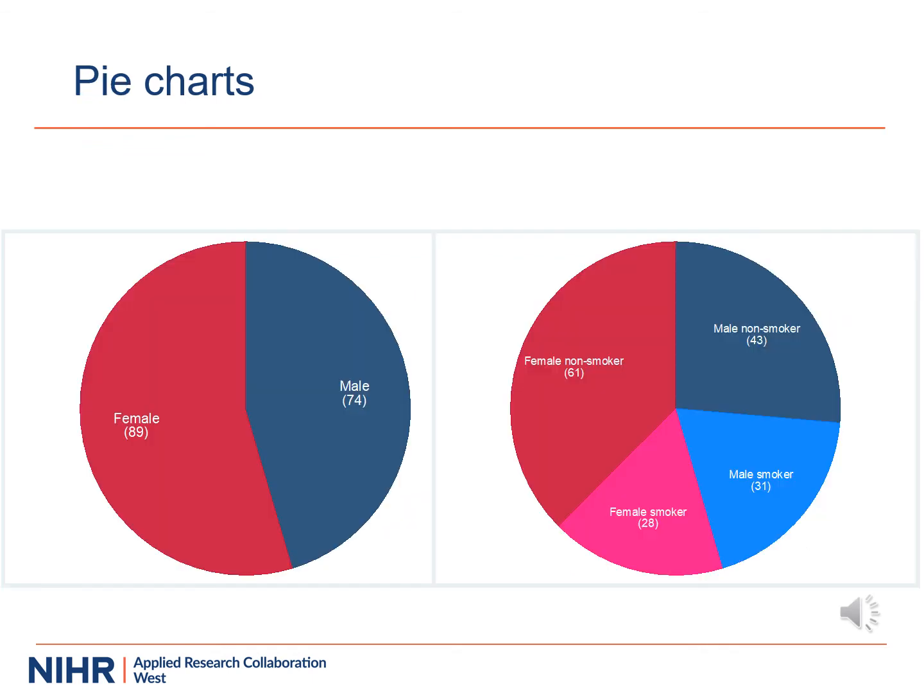Here's the same data again, but displayed in a pie chart this time. Here, the area of the sectors are proportional to the frequencies in each category. Pie charts are useful for showing the relative proportions of different categories within a sample.